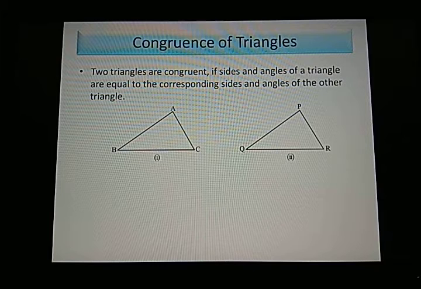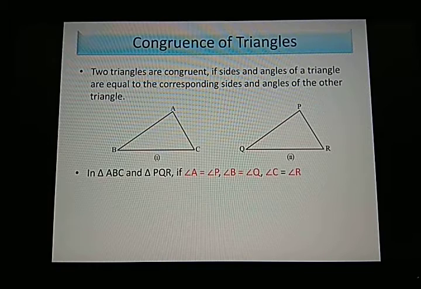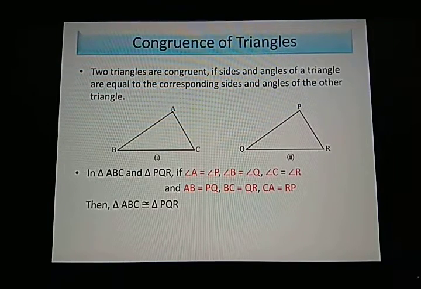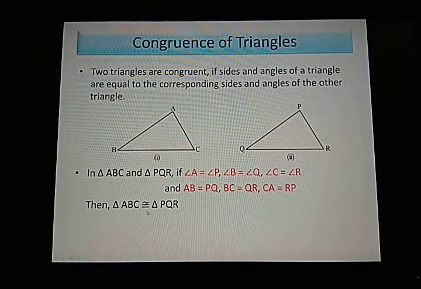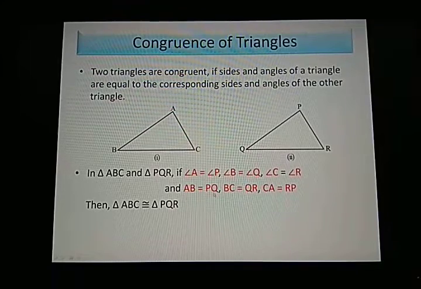Now these two triangles will be congruent to each other only under these conditions. Say, for example, if angle A is equal to angle P, angle B is equal to angle Q, angle C is equal to angle R, and side AB is equal to side PQ, side BC is equal to side QR, side CA is equal to side RP, then we can say that both these triangles are congruent to each other. And as you can see, this is the symbol used: triangle ABC is congruent to triangle PQR. Now all these criteria have to be satisfied. Only then can we say that both the triangles are congruent to each other.